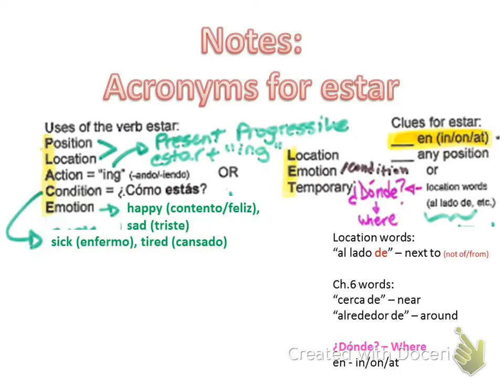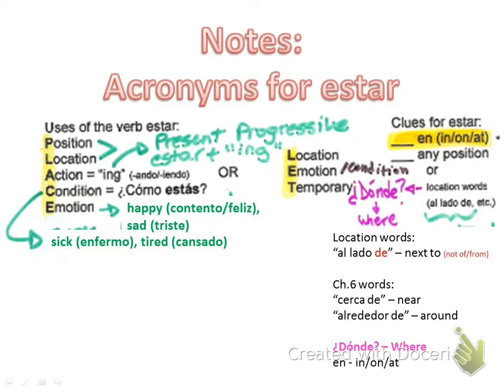Okay, we're about to take some notes in a few minutes. I have acronyms to help you remember these reasons for estar. Position and location are very similar. So talking about where something or you are. Anytime it's an action in progress, we use the ing, which is present progressive. So you always have to use estar with the ing form of a verb. So that'll always be a clue, seeing that ando or iendo in Spanish.